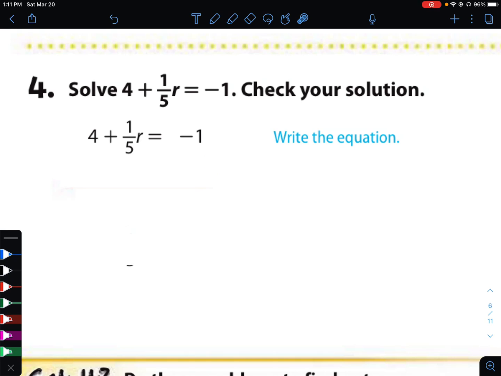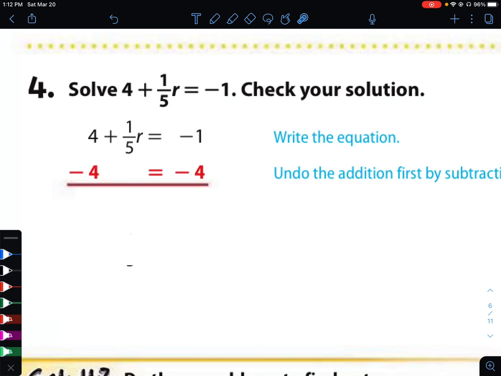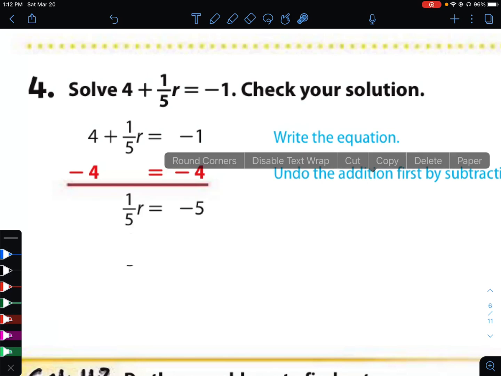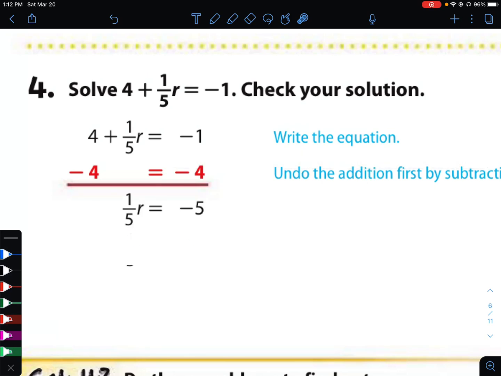So here it says we need to undo addition first. Therefore, we need to undo positive 4. For us to undo positive 4, we have to subtract 4 from both sides using the subtraction property of equality. Subtract 4, 4 becomes 0. Negative 1 minus 4, remember that, is the same as negative 1 plus negative 4, which is negative 5, and we simply bring down 1/5 r here. So 1/5 r equals negative 5.